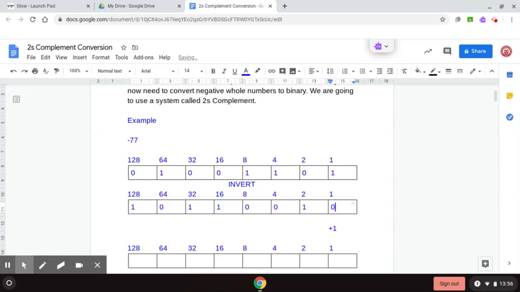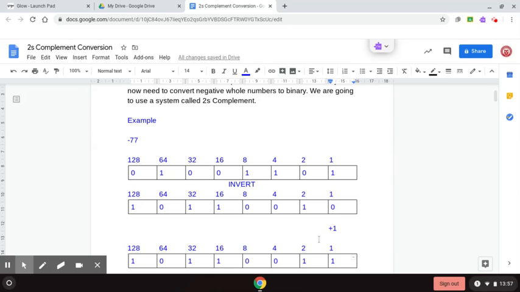And the final thing you do is you add on 1 to the end number. So it would just be 1, 0, 1, 1, 0, 1, 0, 1, and then I'd add this one on. So your answer would be 1, 0, 1, 1, 0, 0, 1, 1. And that'd be our final answer. So negative 77 would be that number using 2's complement.